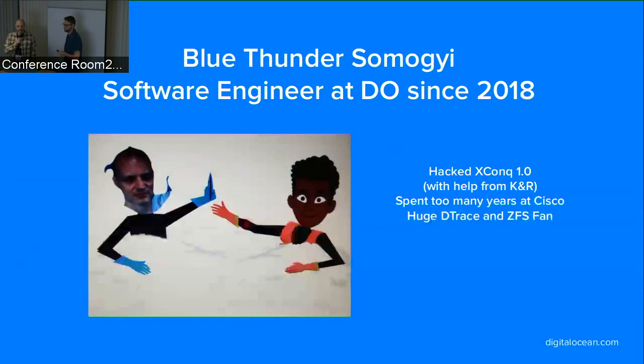Thank you. My name is Blue Thunder Somogyi. I've been with DO since 2018. I cut my teeth hacking XConq back in the day on Sun workstations. Should give you a sense of my origin epoch. I spent the better part of a decade at Cisco doing private cloud automation and cloud native networking. Quick shout out to a couple of my favorite technologies. And cheers to Canonical for saving ZFS from the legal dustbin.